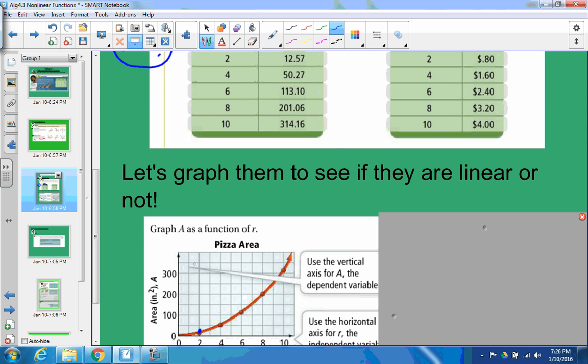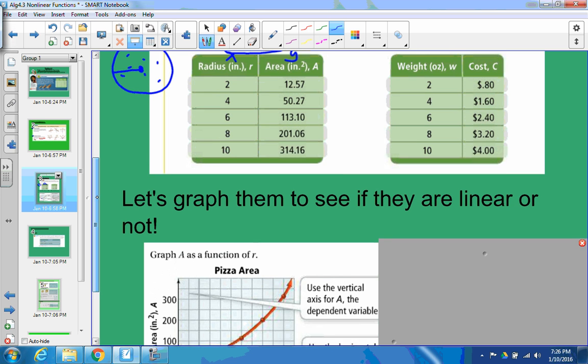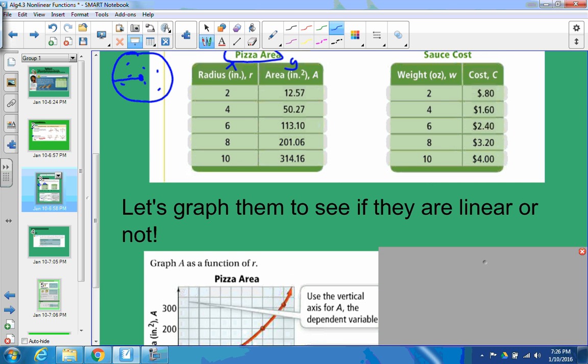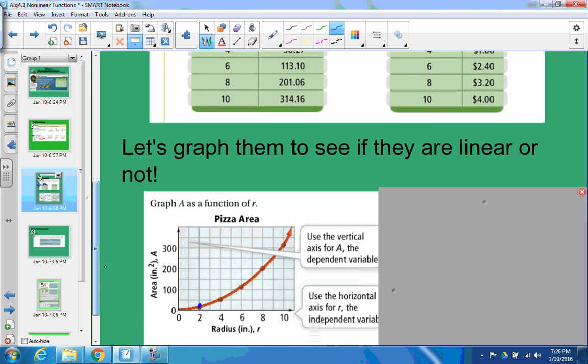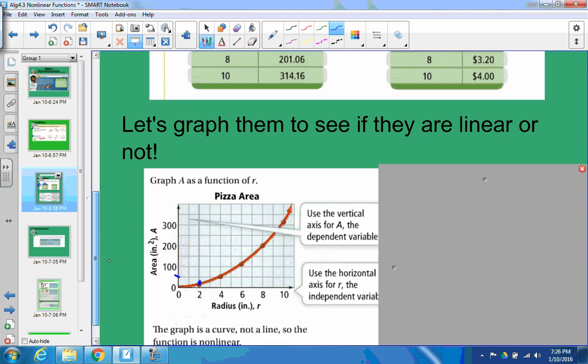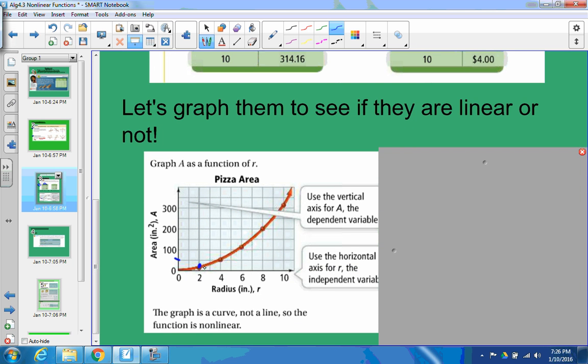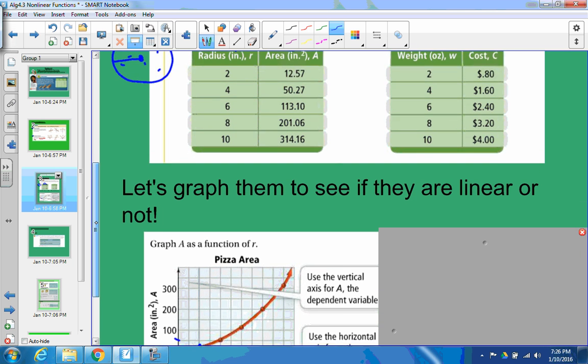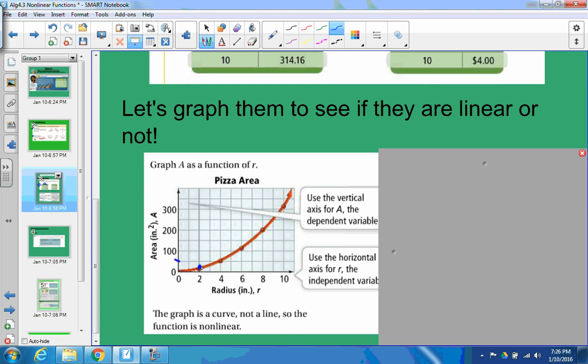So if you look at this one, since the x-axis only goes up by 2, the x's only go up by 2 every time, we can keep these normal going up. Each dash is 1, 2, 3, 4. But if you look in the table, the y's, or the area, are a lot bigger numbers. So this is actually going up, each dash would be 50, 100, 150, 200. So that's so that they can all fit on there. And if you graph it, this is 2 and about 12.57. So it's not the easiest to find on there, but that's about where it is.